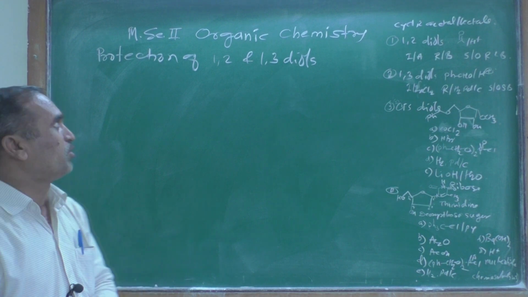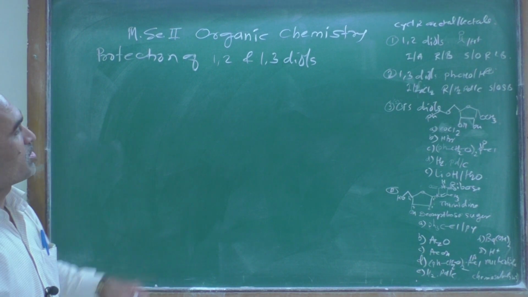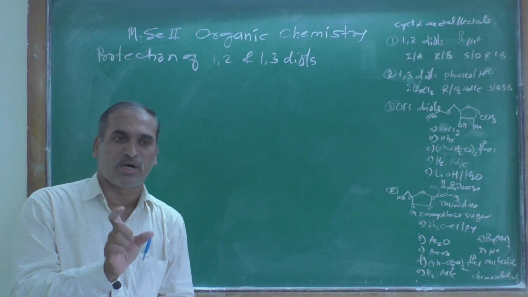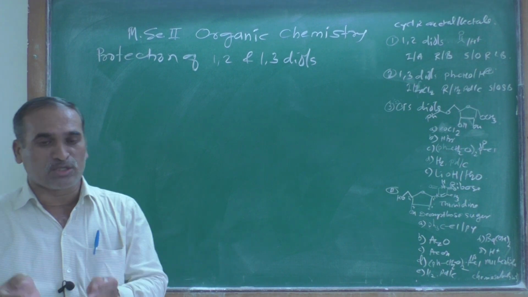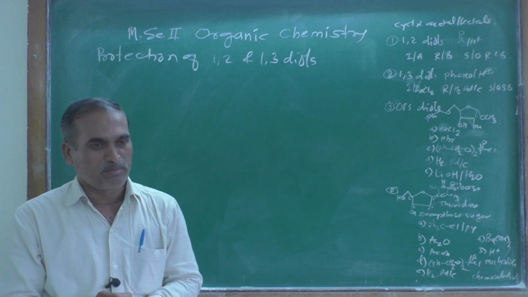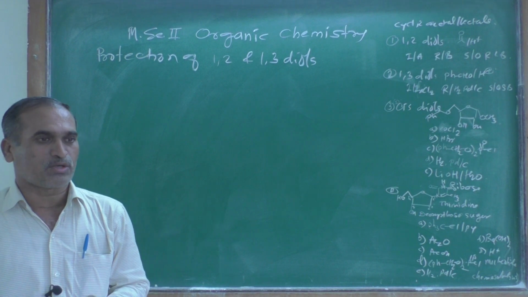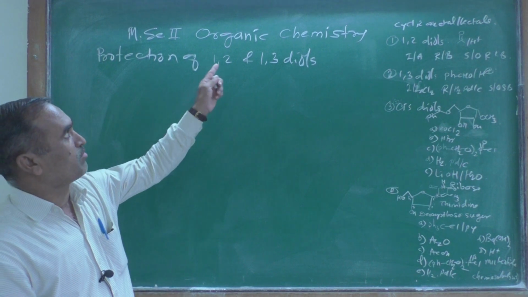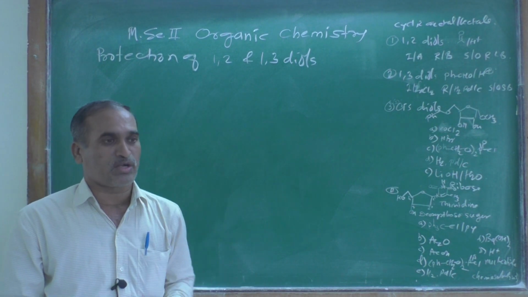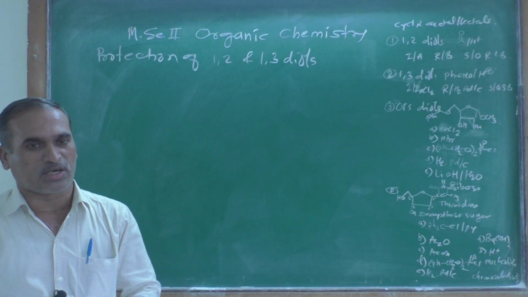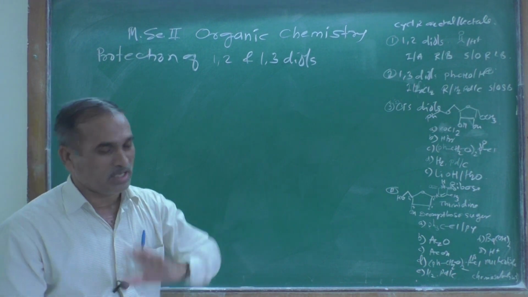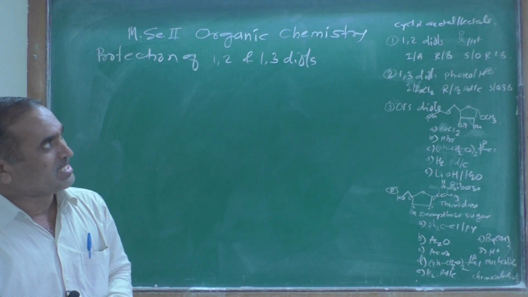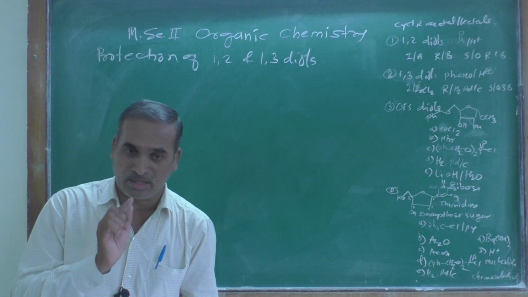Today we are going to learn about the protection of 1,2 and 1,3 diols. As we know, di indicates two, meaning a dihydroxy group present at the 1,2 position is known as a 1,2 diol. When the hydroxy groups are present at the 1,3 position, it is known as a 1,3 diol. So first, we are going to start with the cyclic acetal and ketal formation.